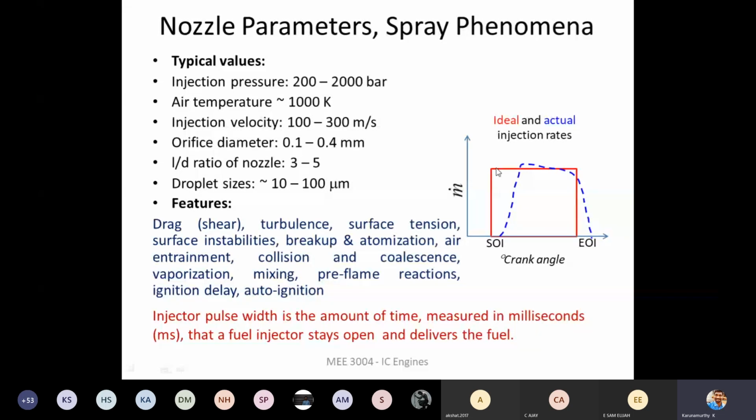Whereas in reality you cannot have this square or rectangle, but the profile is going to be like this. The mass flow rate increases and reaches the maximum, then continues at a steady mass flow rate, and reaches the end of injection where the mass flow rate is 0. This distance we call the pulse width, which is expressed in milliseconds. That is what I started to tell you at the beginning of the lecture, the time involved in fuel injection. We considered a 3000 RPM engine and calculated the time taken for injection of fuel for a 40-degree crank angle.